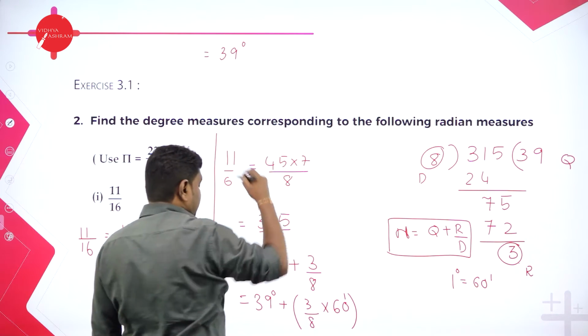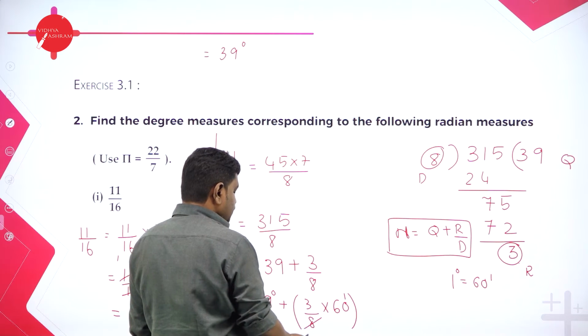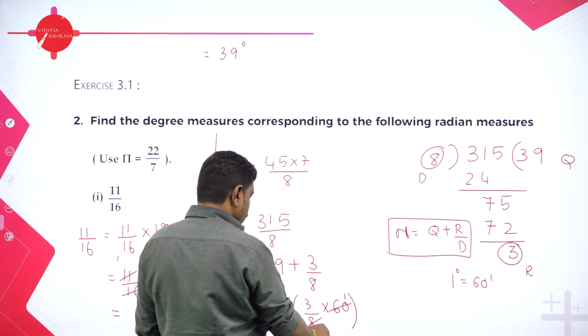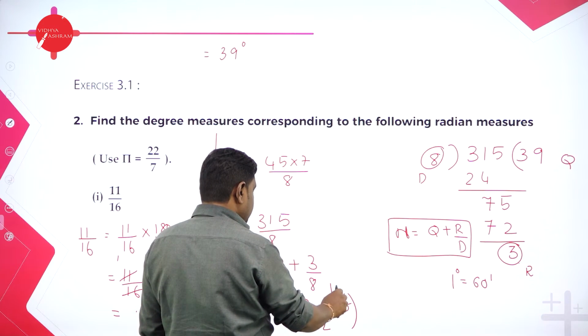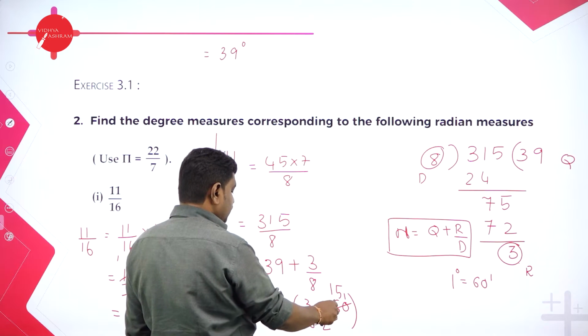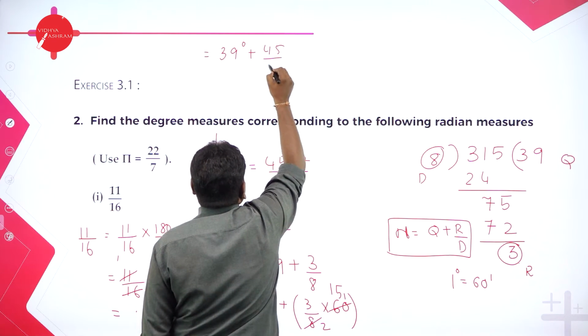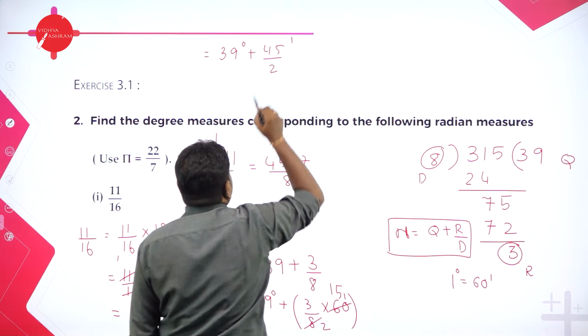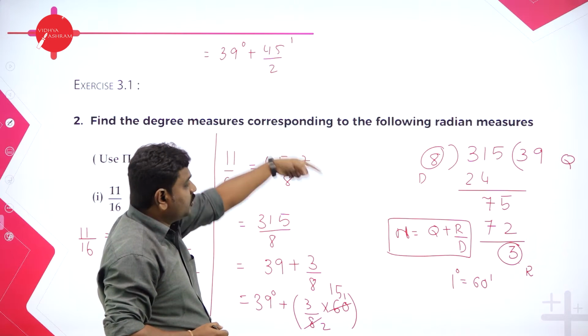To make you understand, I am writing elaborately, otherwise not required. It is divisible, 60 and 8. So 4 2s are 8, and 4 1s are 4, 5s are... So 15 into 3, 45 by 2. So it will become 45 by 2 minutes. Now this is in minutes. But again we have a fraction. 45 is not divisible by 2. Again do the same thing.